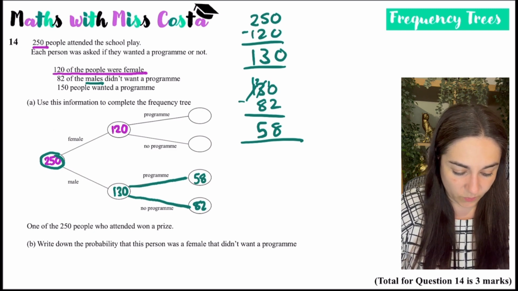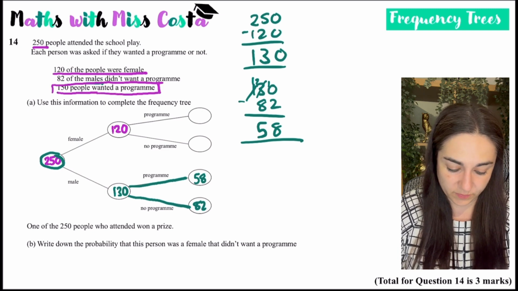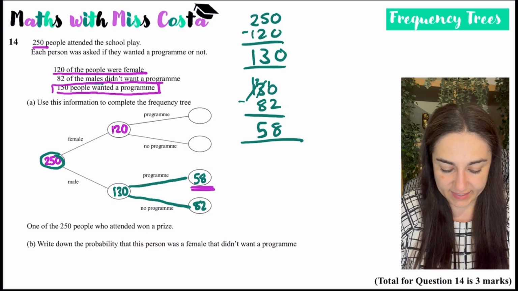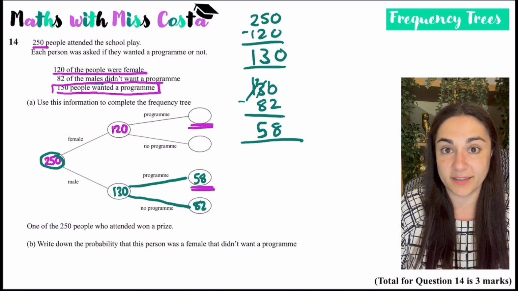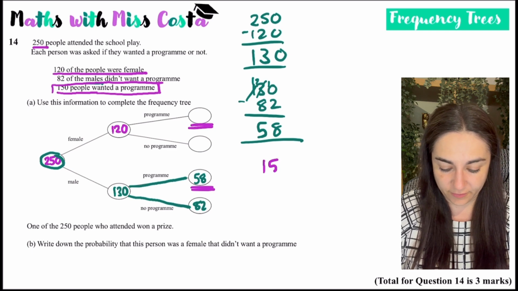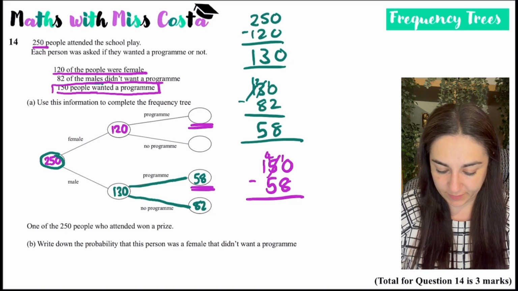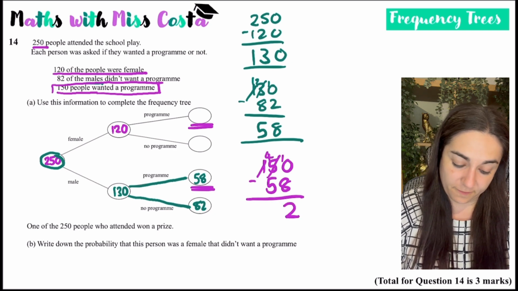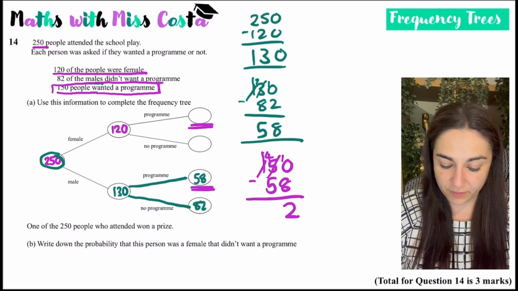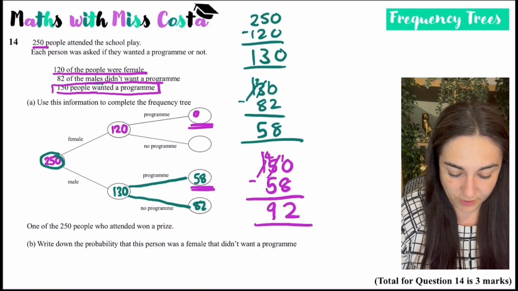And I'm told 150 people wanted a program. So if 150 people wanted a program, that means that this and this must add up to make 150. So again, I'd do 150 take away 58. 0 take 8 I can't do. 10 take away 8 is 2. 4 take away 5 I can't do, so I borrow. 14 take away 5 is 9, so that would be 92 over here.